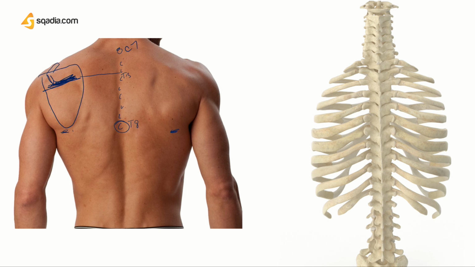And the lower border of the scapula lies at the level of T7 and T8. So this level. The superior border of the T8 vertebra, or the lower border of the T7 vertebra. Okay, that's it for our bony landmarks.